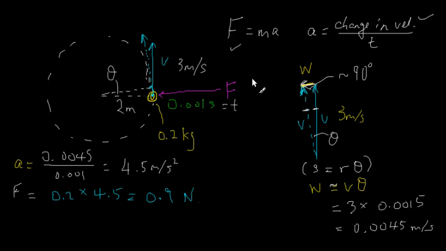So we find all this using the definition of acceleration, using Newton's second law, using the way of subtracting vectors to find the change in velocity, as well as some knowledge of finding arc length, relating arc length to the angle of a circle.